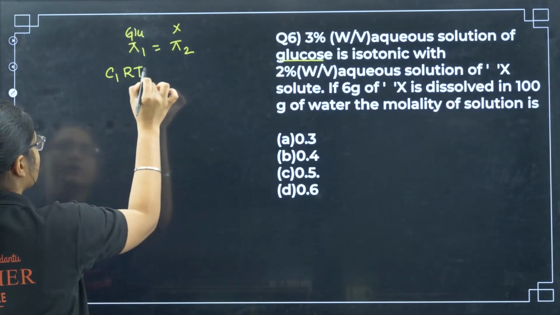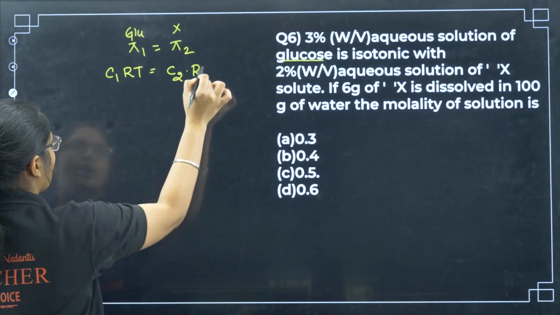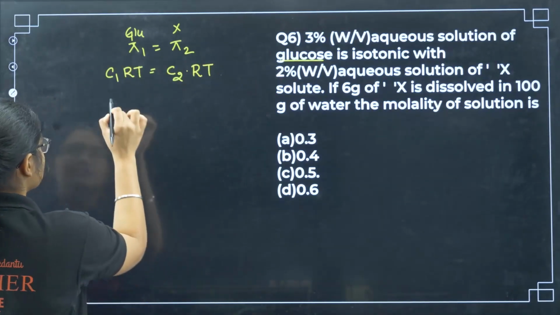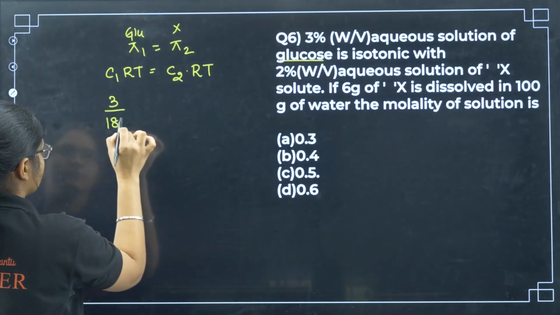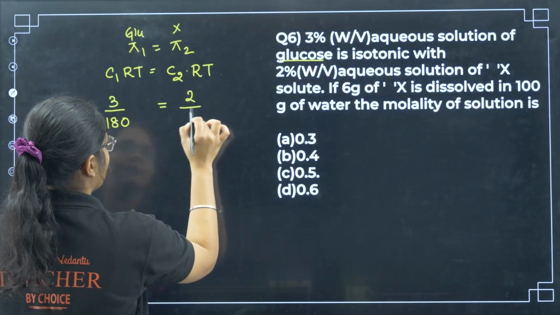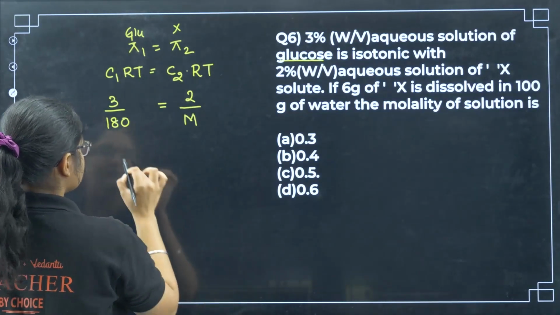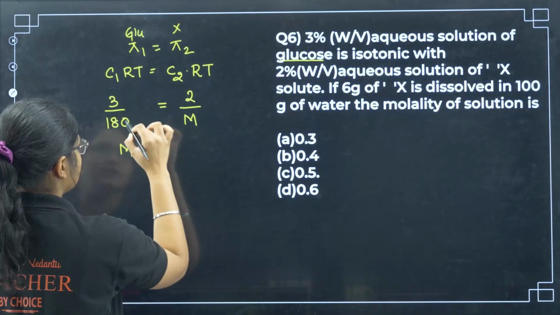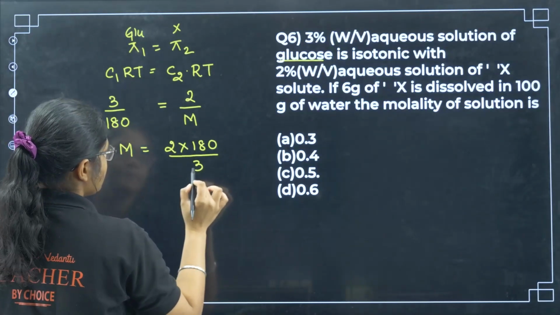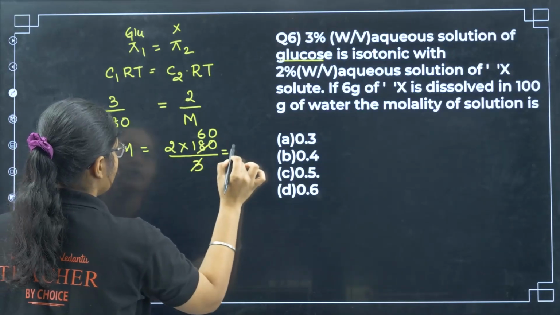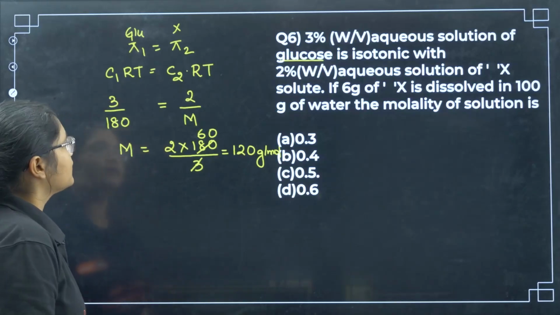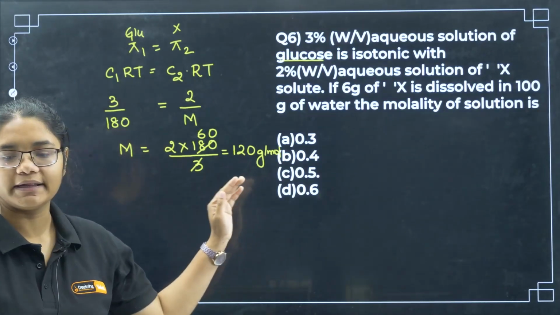C1 R T will be equal to C2 R T. Now what is C1? 3% of glucose, right? That means 3 gram given mass by molar mass of glucose, which is 180, and here C2 is 2 divided by the molar mass of this one. Now how can I solve this molar mass? Molar mass will be equal to 2 into 180 divided by 3. So that will give me 120 grams per mole. So I got the molar mass of X as 120 gram per mole.